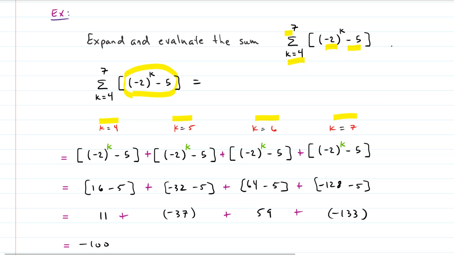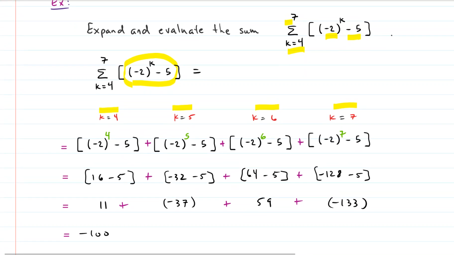And now all I do is I need to take these k's and write them or update them according to what k is. In our first one, k is 4. Let's write 4 here instead of k. The next one, k is 5. In the third one, k is 6. And in the fourth one, k is 7.